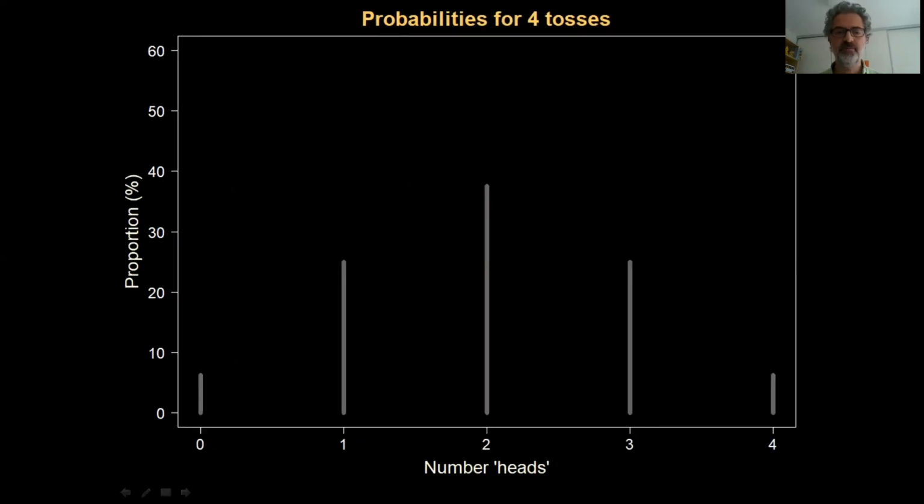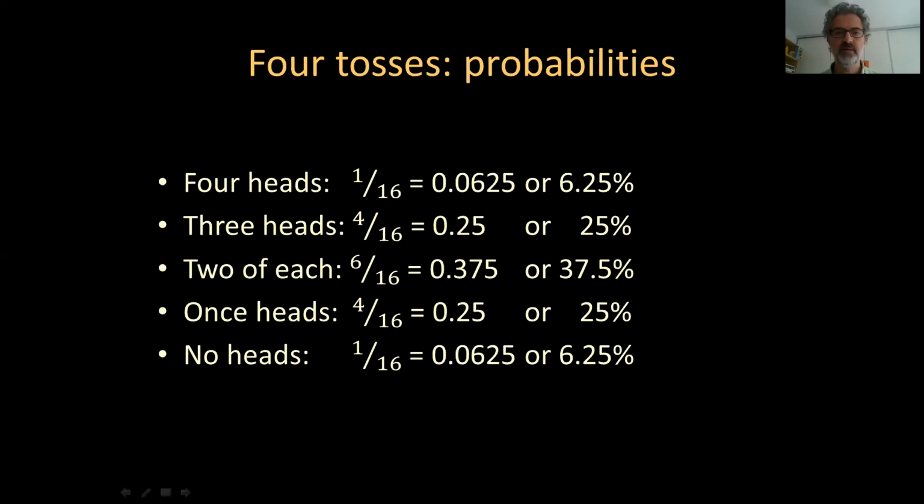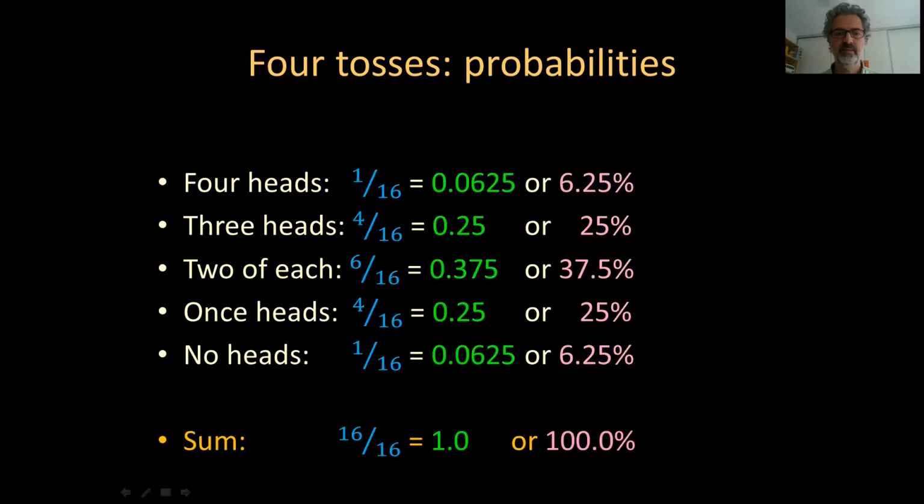When we think about 4 tosses, these are the probabilities of getting the different number of heads indicated. So from 0 times heads, all tails in 4 tosses, to 4 times heads, going through once, twice, or 3 times heads. And the actual numbers are these, the probabilities here in percent. And again, of course, they must sum up to 1 or 100%, because these are all the possible patterns and one of these must happen.